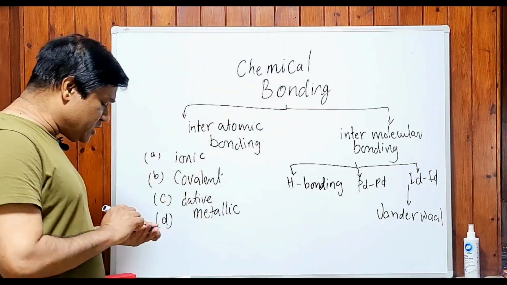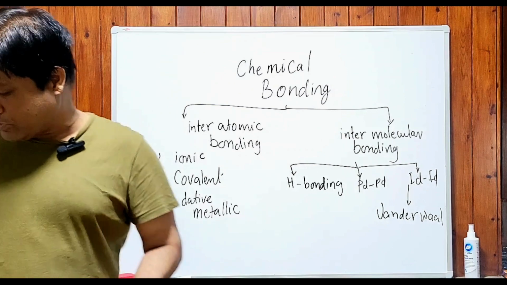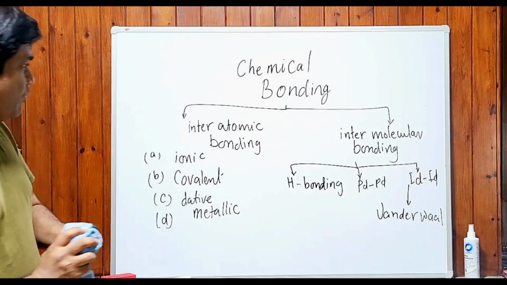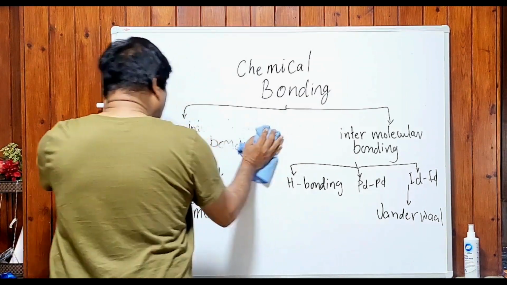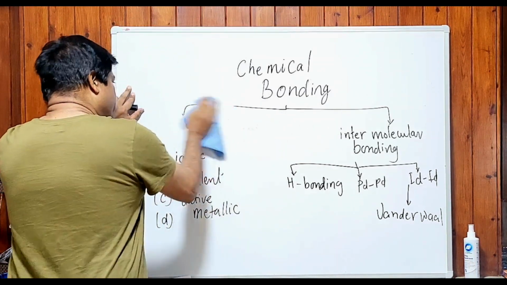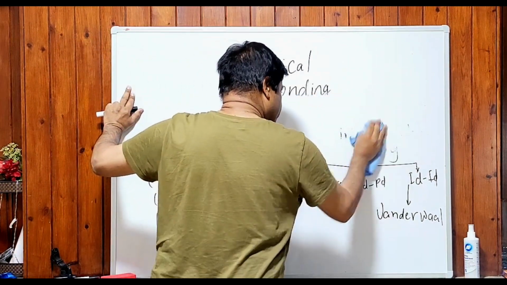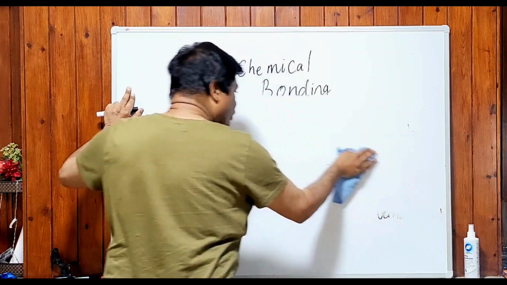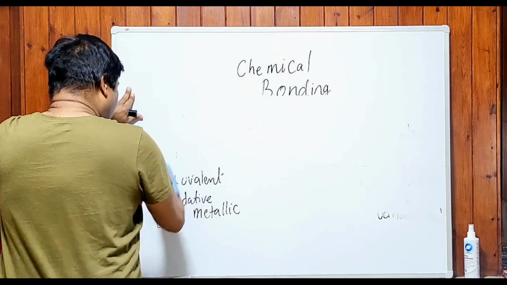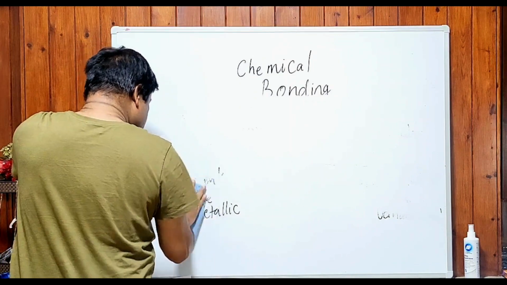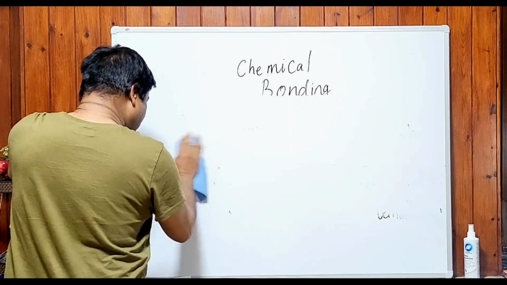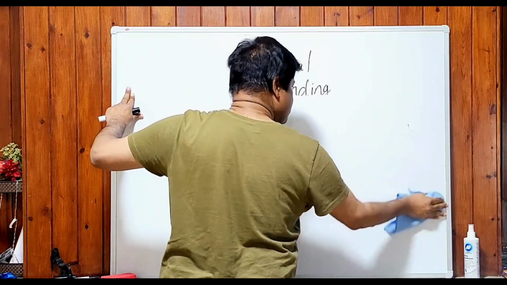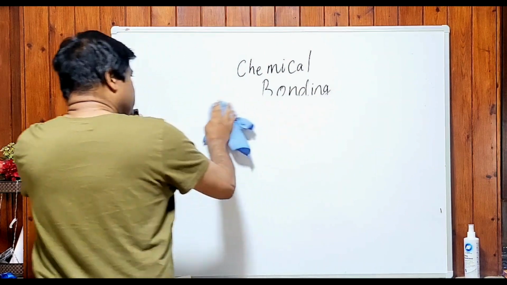Okay, let's start ionic bonding first. Now, ionic bonding, very important type of bonding. This video is useful for both A-level and GCSE. I want to teach a bit of GCSE stuff today. Let's start with the basic stuff, basic chemistry on ionic bonding.